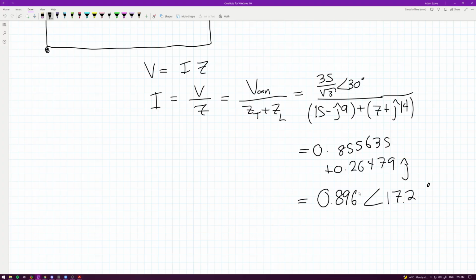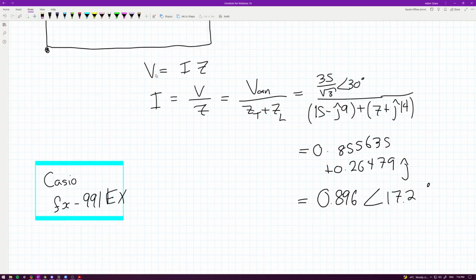What calculator do I have? I have a Casio FX-991EX. Anyone's curious? There we go. That's the calculator.